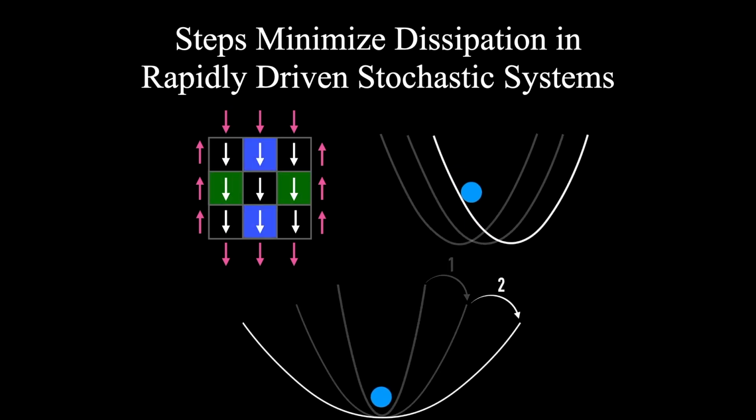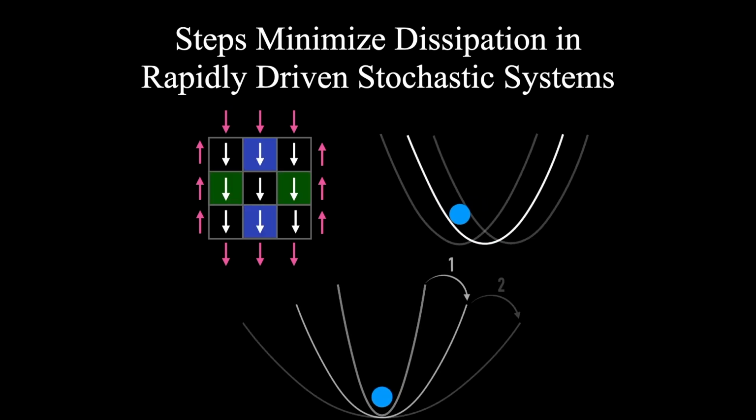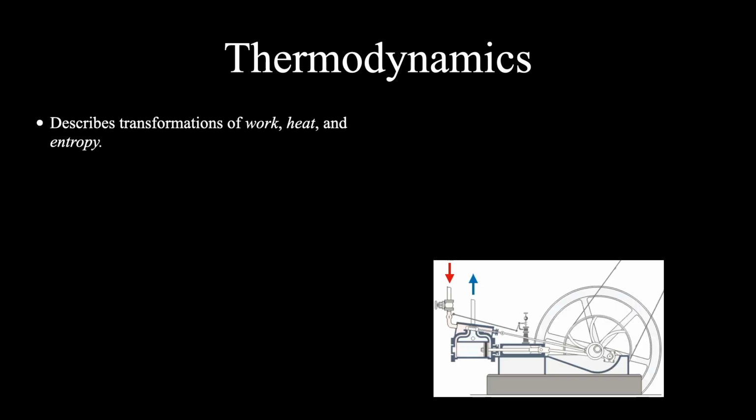Today I'm going to show how steps minimize dissipation in rapidly driven stochastic systems. We are going to begin with an introduction to stochastic thermodynamics, starting with classical thermodynamics, which typically describes transformations of work, heat, and entropy. The type of systems we have in mind are, for example, this piston driven by hot and cold reservoirs to drive this crankshaft.